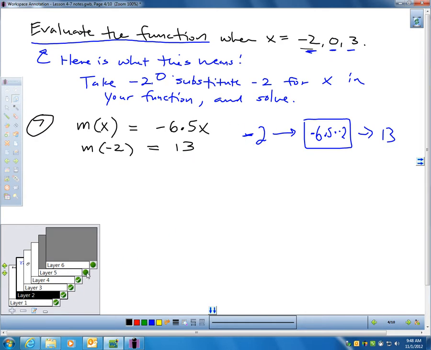We also have to put 0 in the box. So m of 0 means we put 0 in the box. We're multiplying that by negative 6.5, which outputs 0. So m of 0 would equal 0.